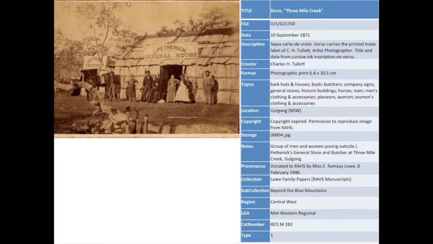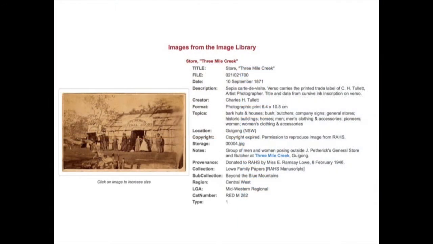It shows a group of men and women posing outside Petherick's General Store and Butcher at 3 Mile Creek, Goolgong. The image was donated to the RAHS by Miss E. Ramsay Lowe in 1946 and forms part of the Lowe family papers in the RAHS manuscript collection. It also forms part of the Beyond the Blue Mountains sub-collection of images related to the central west of New South Wales, where Goolgong is located, in the Mid-Western Regional Local Government area. And this is what the indexed image actually looks like on the RAHS website.